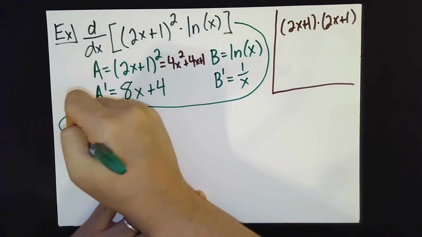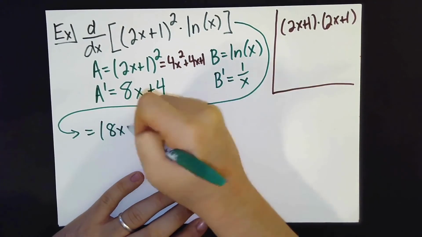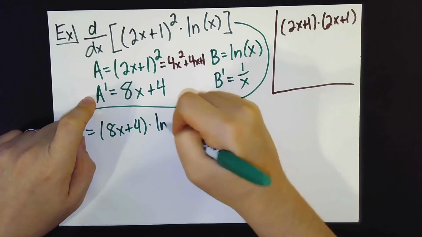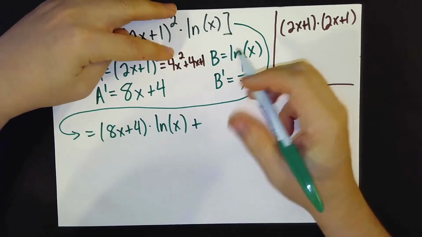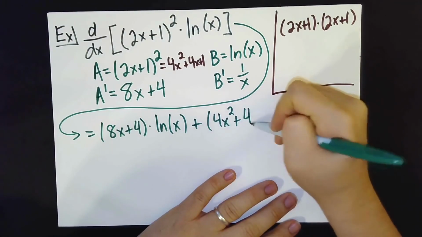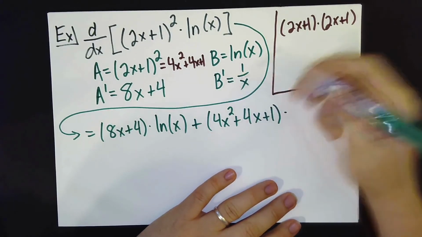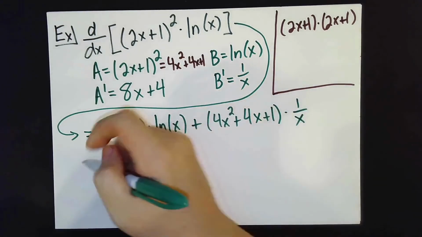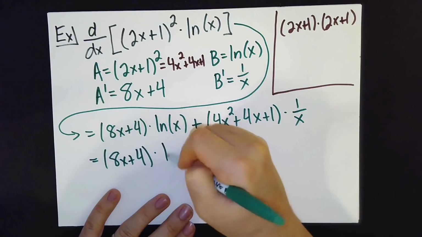And now we're ready to apply our recipe. So this is going to be 8x plus 4, which is A prime, times the natural log of x, which is B, plus, and then my A is 4x squared plus 4x plus 1, times, and then B prime, which is 1 over x. Okay, so I don't think I can really simplify this part unless I want to pull out a 4, but I'm not going to bother.